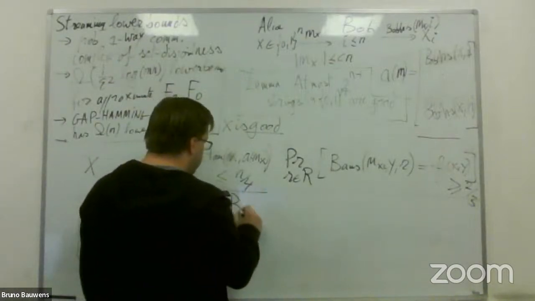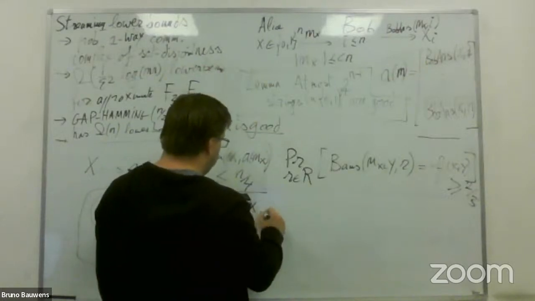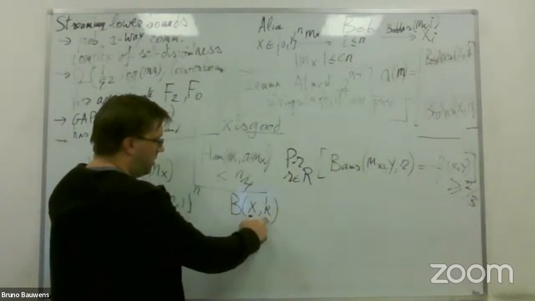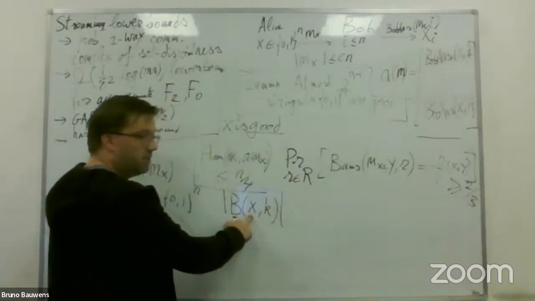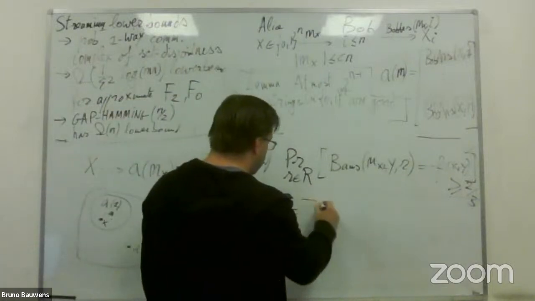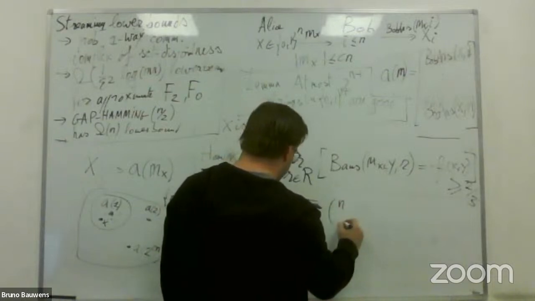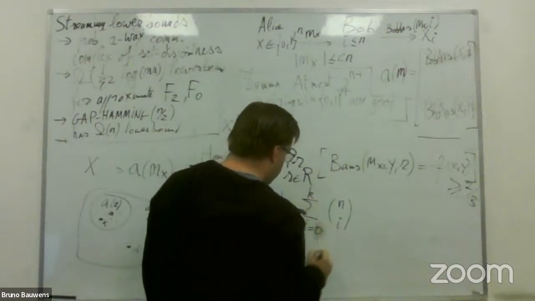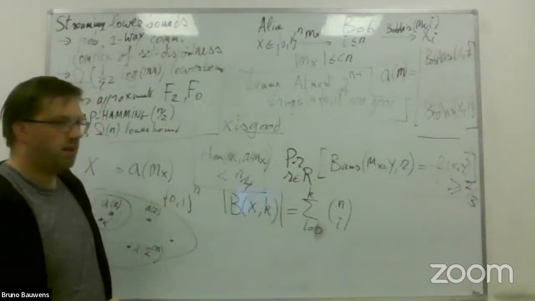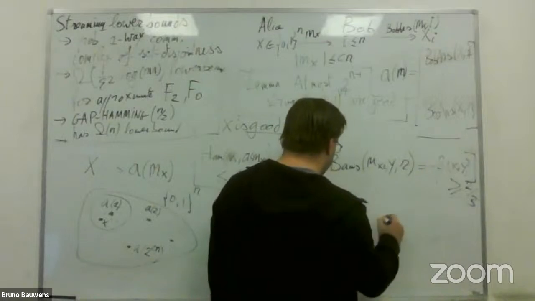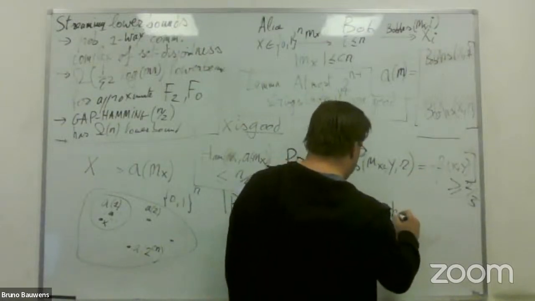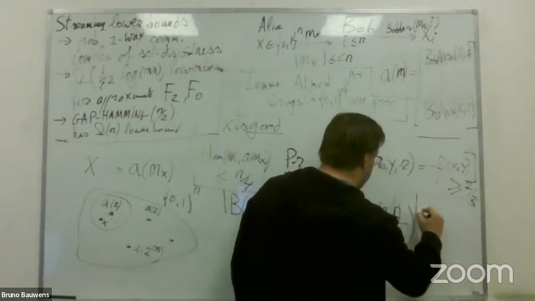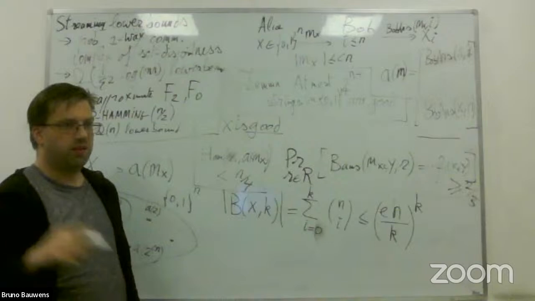Okay, so now what is the size of a Hamming ball around X with radius k? This is how many strings there are that differ in k positions from a string X. And this is the exact formula: the sum of n choose i, where i goes from 0 till k. There exists a bound, and I will prove it later, otherwise we'll get bored. The formula is e times n over k, to the power k.